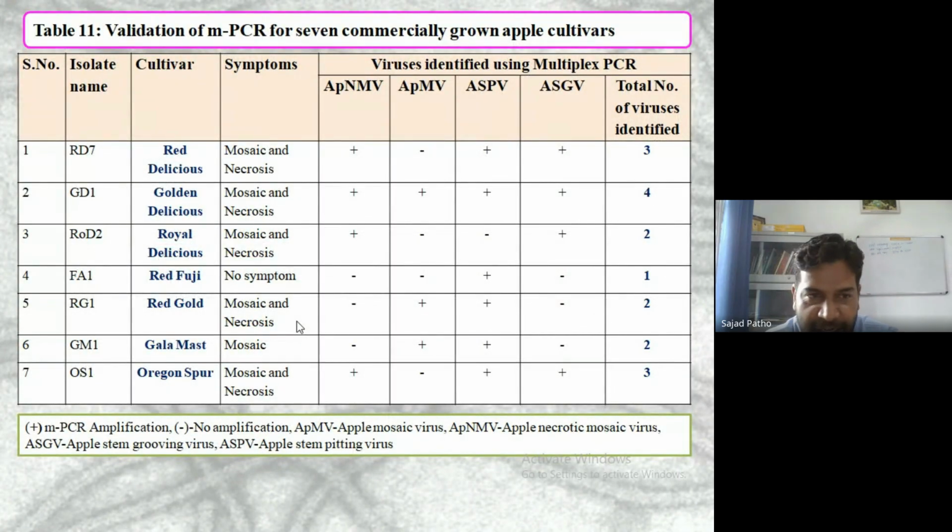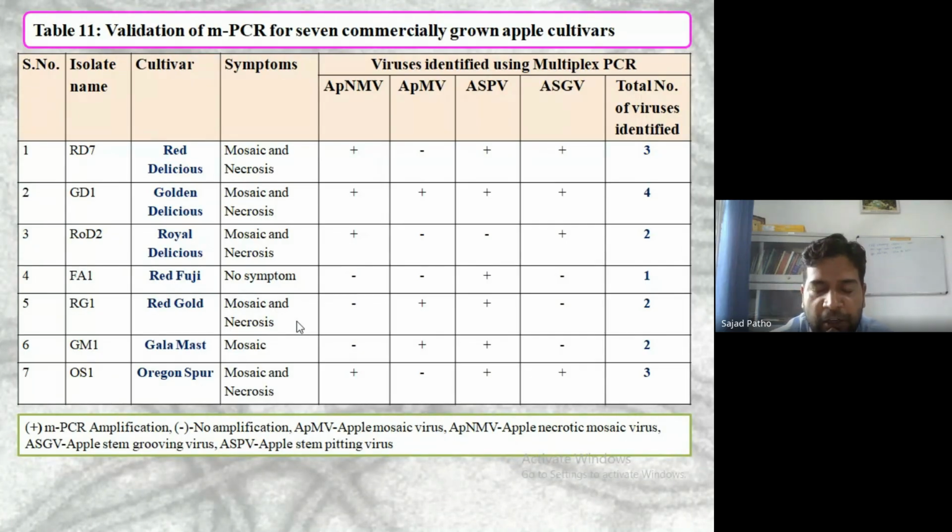So this is the validation. For example, we have 7 varieties here where we have validated this multiplex PCR. It means if we have to detect the 4 viruses, we have to go for 7 times 4, that is 28 PCRs. But in only 7 PCRs, you can see that we have detected 3 viruses, and in some of the varieties 4 viruses. So multiplex PCR has the advantage that it is cost effective, it is time effective, we can manage things, and we can reduce the time for the detection of the virus.